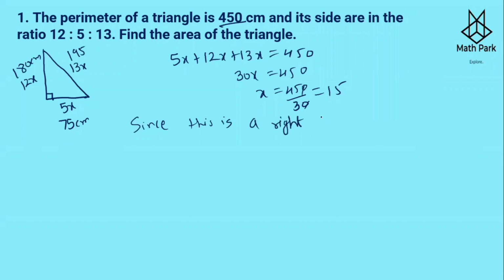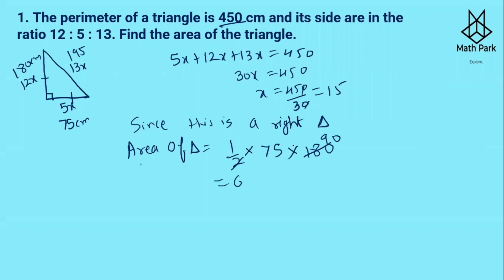the area of this triangle is equal to half base into height. So base here is 75 and the height is the perpendicular side, which is 180. So 180 divided by 2, you get 90. And 75 times 90, let us multiply. You just do 75 into 9 and you get 675, and add one zero. So 6750 centimeter square is the area of this triangle.